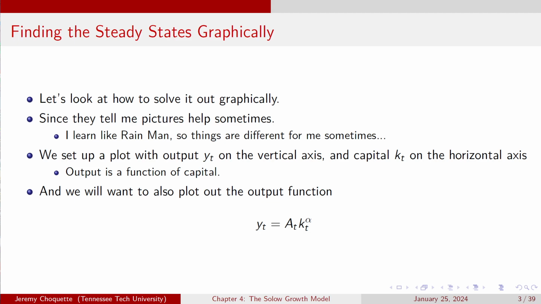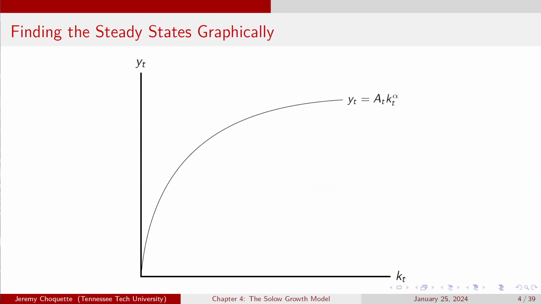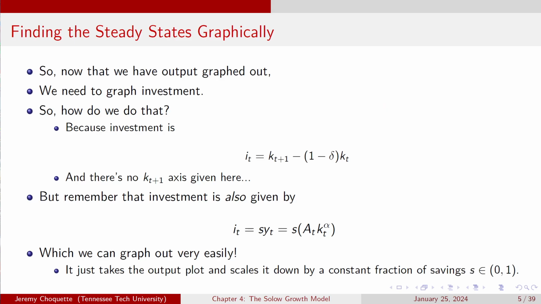So what do we do? Well, first we need to know what plot we're going to set up. I'm going to set up a plot with output on the vertical axis, right? That's the dependent variable, so it needs to be on the vertical axis. And capital, which is the independent variable, on the horizontal axis, because output is a function of capital. And then I'm going to plot out that production function, Y_t equals A times K_t to the alpha. What do I get? Well, I get this right here. So I get this nice upward sloping function, with Y on the vertical axis, K on the horizontal axis.